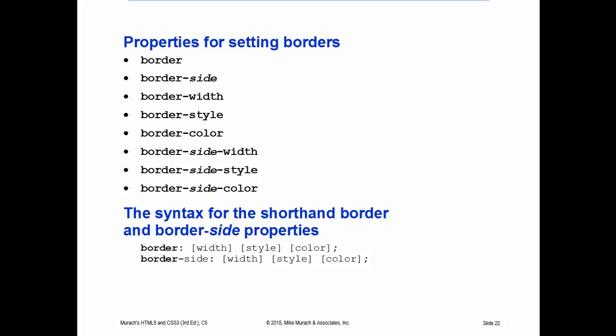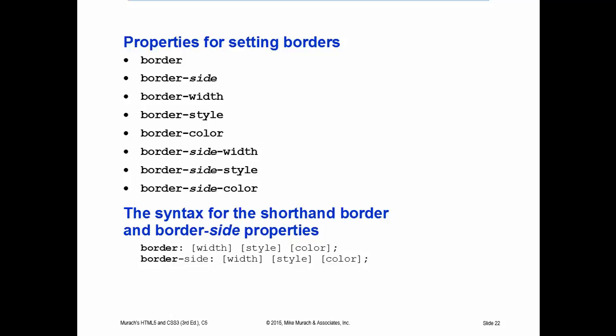Borders and backgrounds. Border allows you to set border width, border style, and border color. Border side allows you to set the width, style, or color for a specific side of a border. Border width allows you to use relative or absolute values or keywords such as thin, thick, and medium. Border style has possibilities like dotted, dashed, solid, double, grooved, ridge, inset, outset, and none, which is the default. Border color can basically be any color you want the border to be.